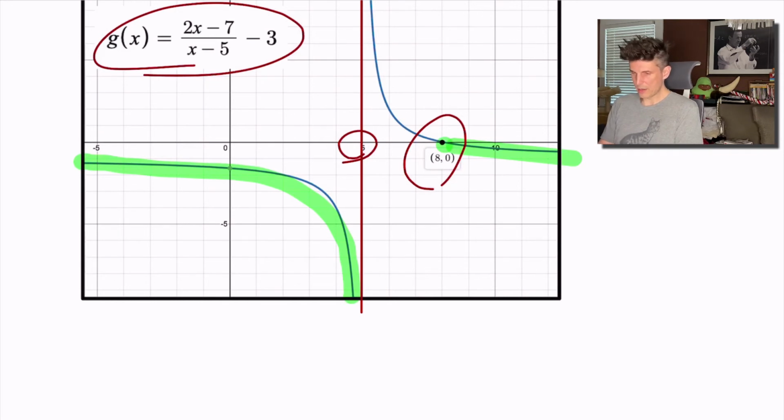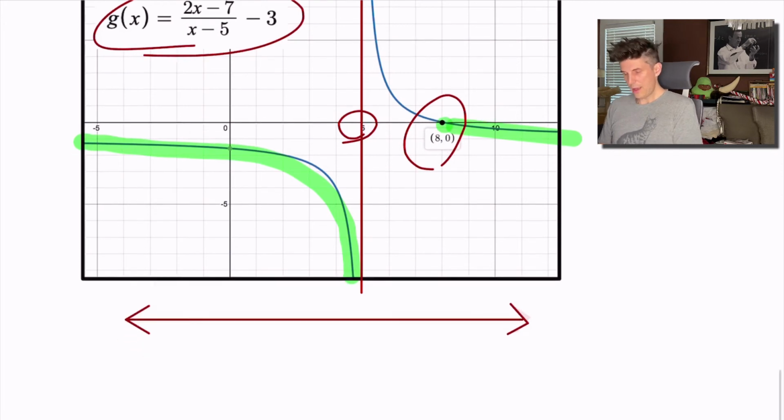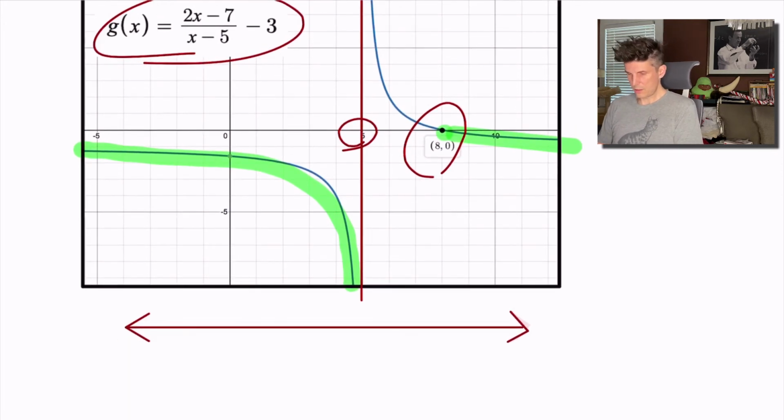So let's make our number line here. Whoa, that's an awesome arrowhead. I should win a prize for that one. Ooh, look at that one. Okay. We have 5 and 8.